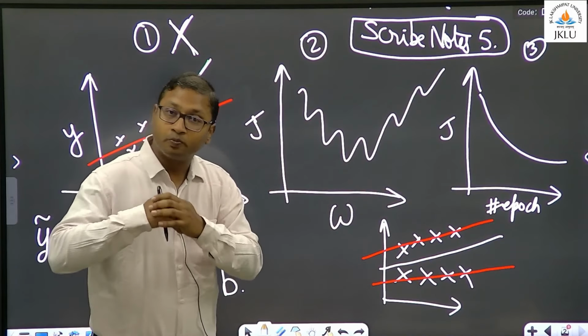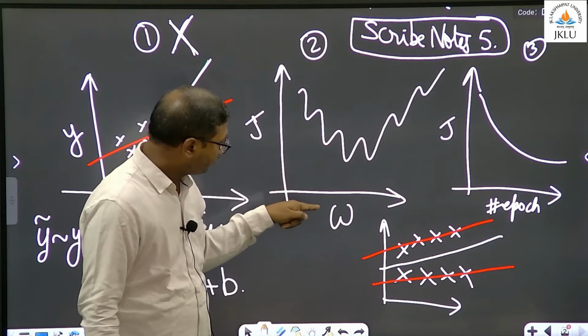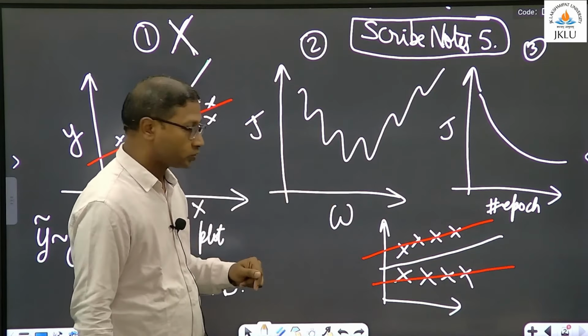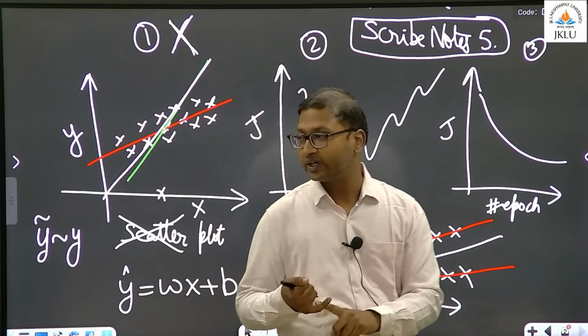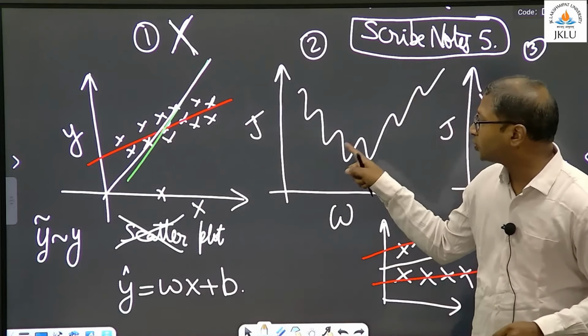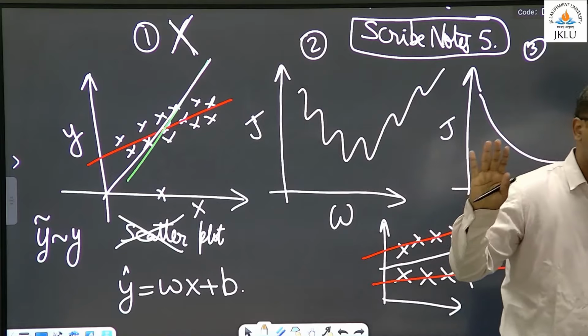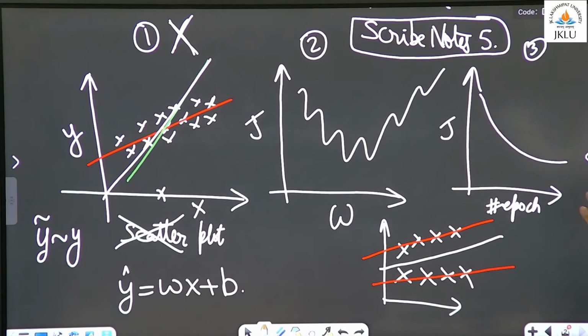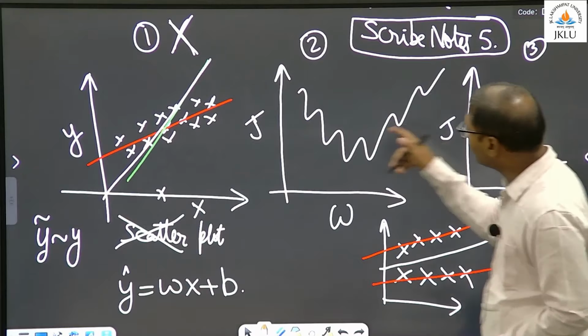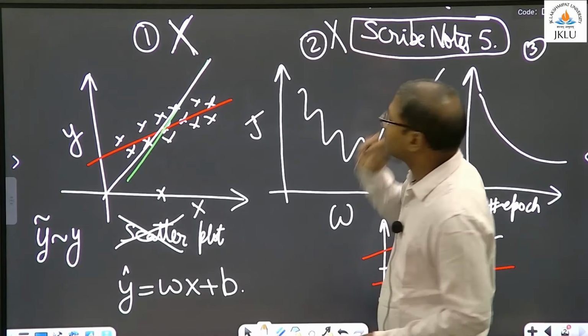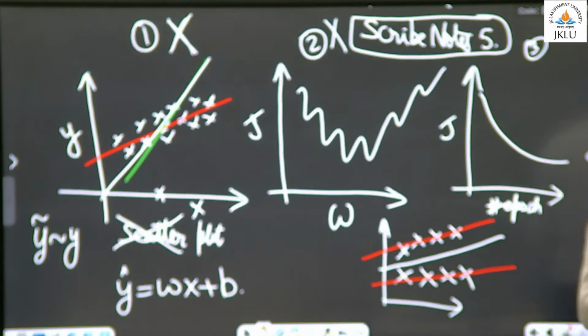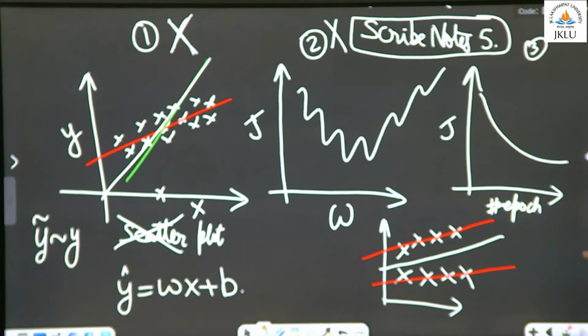It becomes manifold if you have multiple W's. You have W1, W2, W3, and then you are supposed to draw this with respect to J. This function becomes complicated again and it does not help me visualize things anymore. So this particular plot, even though it looks fancy, does not help me much. What about this last one?